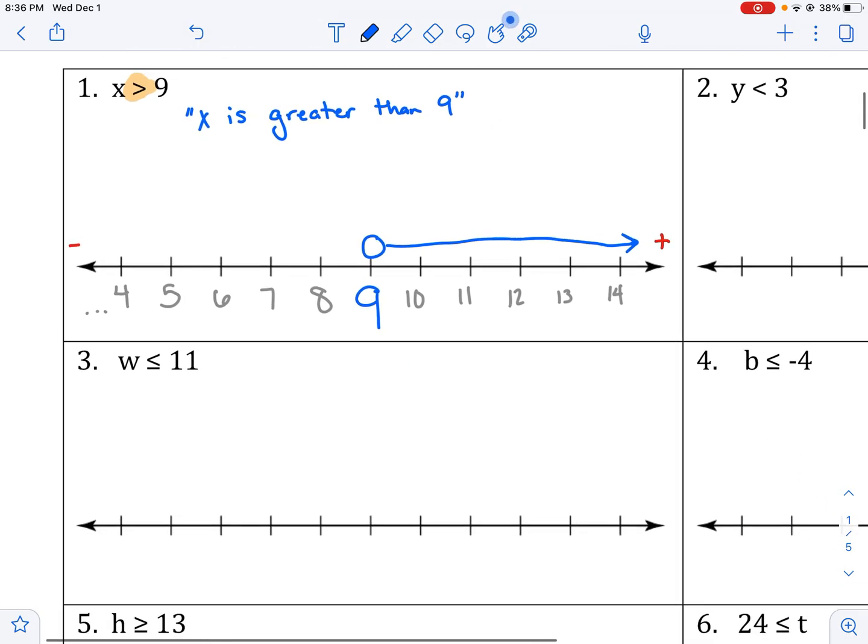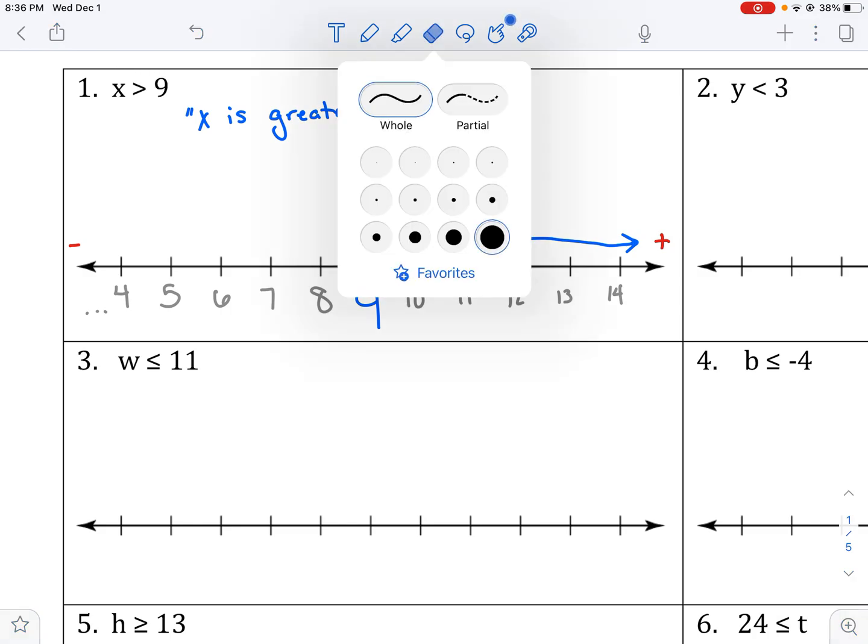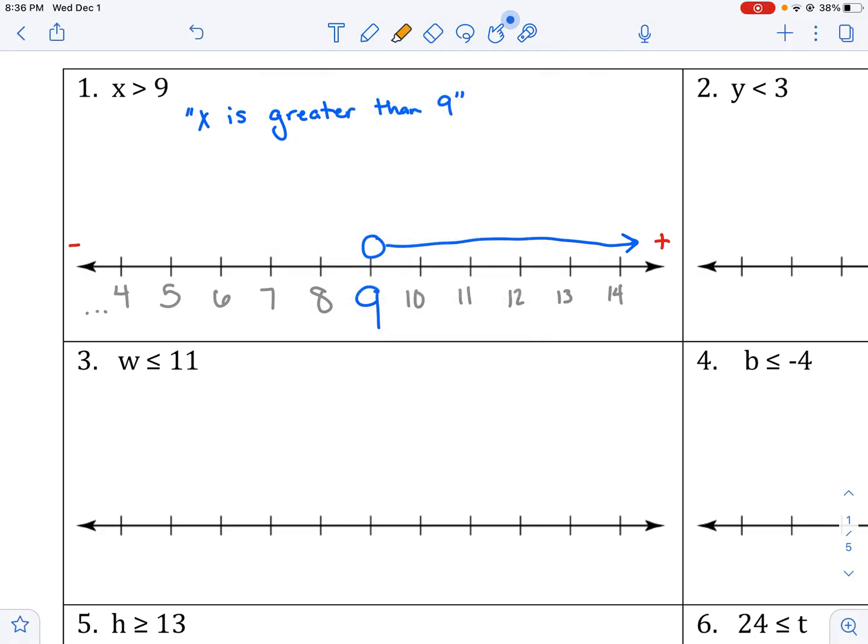I could also identify, if my variable is on the left, if I'm in my standard form here, I can look at my inequality symbol and it should also tell me what direction to shade. That inequality symbol points to the right, and I shaded to the right. But again, that only works if you've got it in that standard form where your variable comes first.